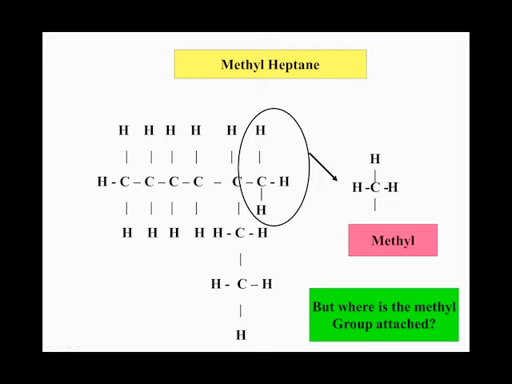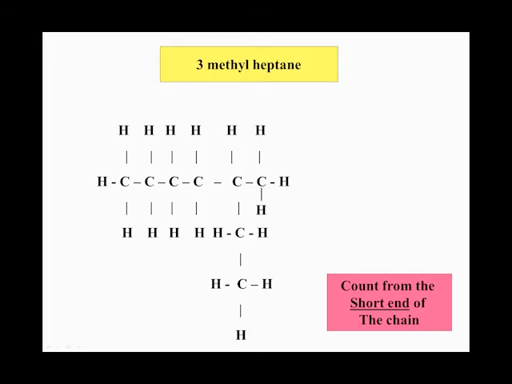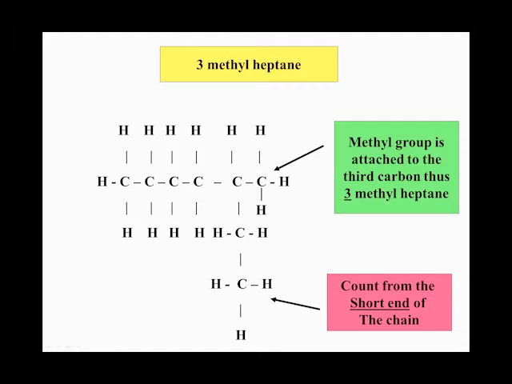Now here we have our compound again, and we're going to count from the short end of the chain. That's very important. Before I mentioned that the side chain was attached to the 5th carbon from the long end and the 3rd carbon from the short end. When we identify the name for the compound, we always count from the short end of the chain. Therefore, this would be 3-methylheptane because it is attached to the 3rd carbon.